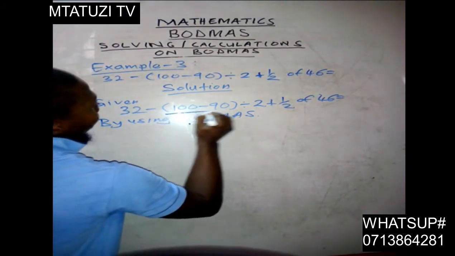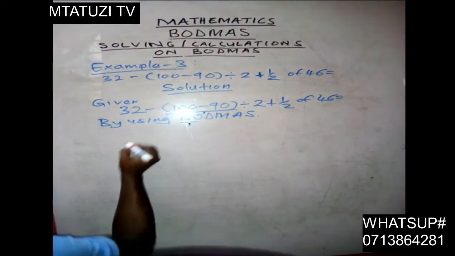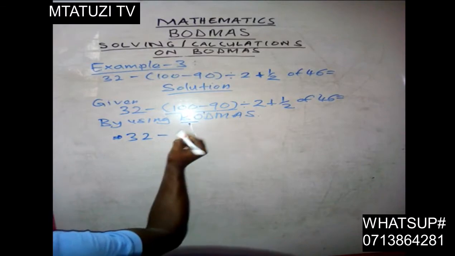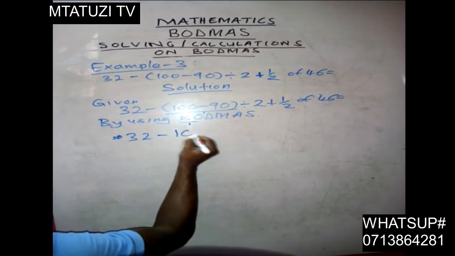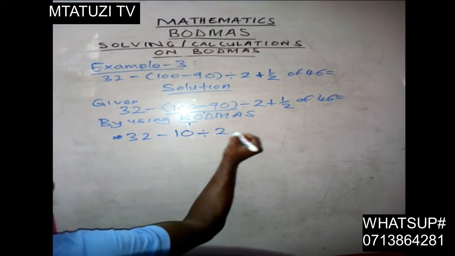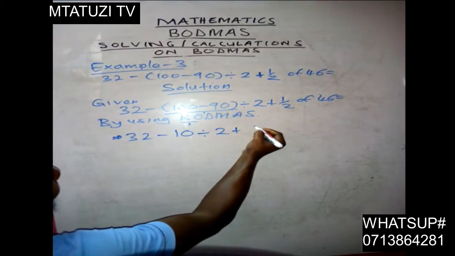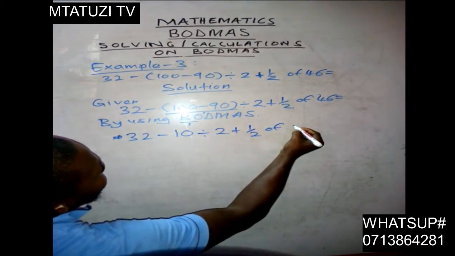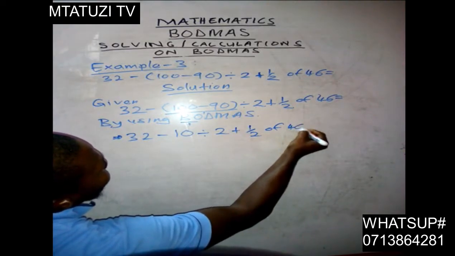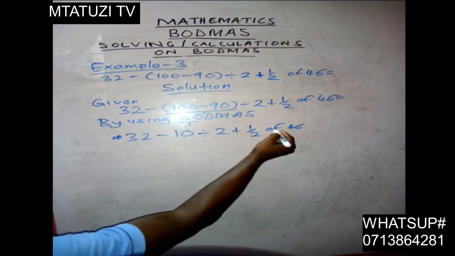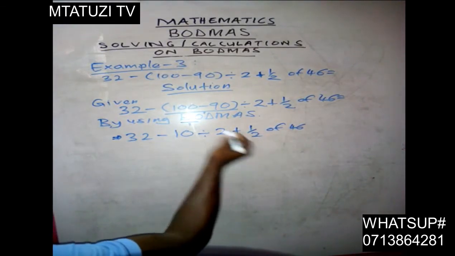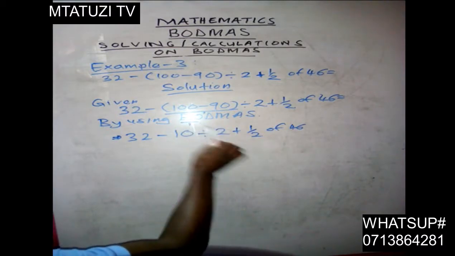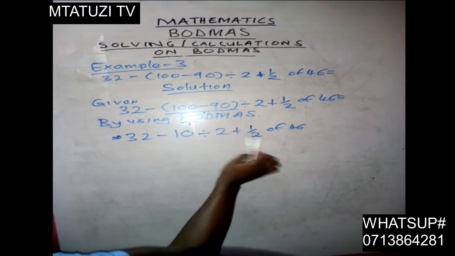There is a bracket to open, this one. So now we take 32 minus, take 100 minus 90, you get 10, divided by 2, plus a half of 46. Then you have to deal with this one, a half of 46, because this is the rule. After opening the bracket, if there is an of operation, deal with that of operation before continuing.